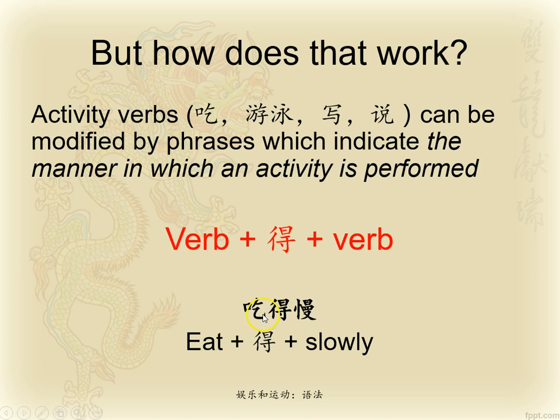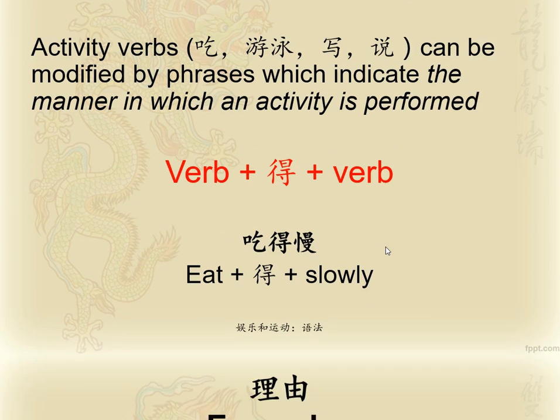So in this example, you can see eat plus 的 plus slowly, 吃得慢, eating slowly or eats slowly. You have lots of options with that. Eats fast, lots of different ways you could describe the verb. So to remember how to do it, you've basically got to remember this: verb plus 的 plus a verb or adjective, okay?